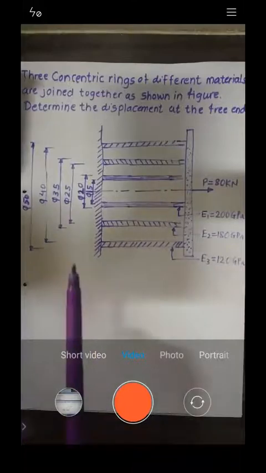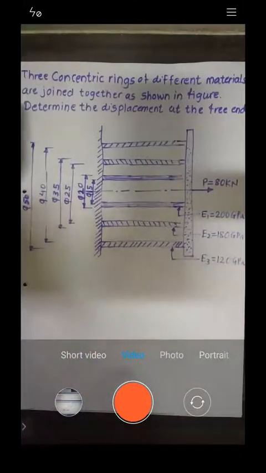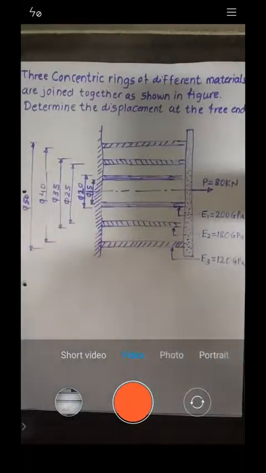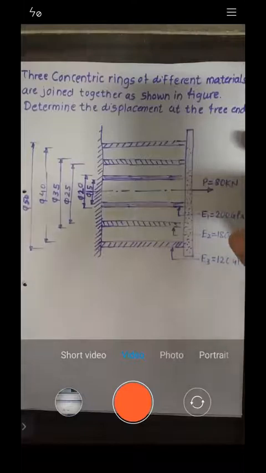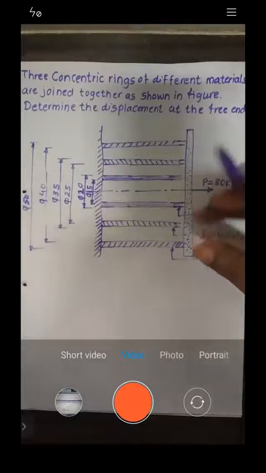So based on change in cross section, how many elements? Three. You will get 3 elements because there are 3 rings which are having 3 different cross sections, right? So you will get 3 elements.